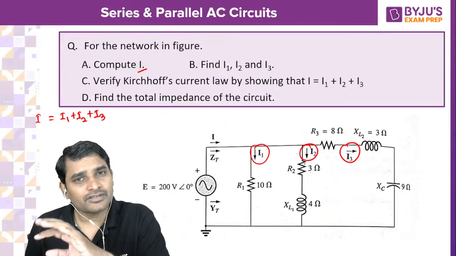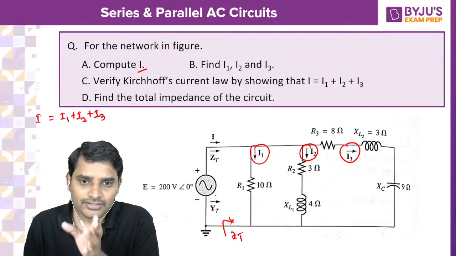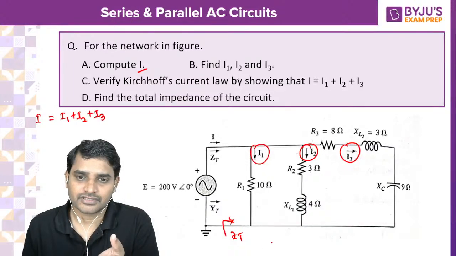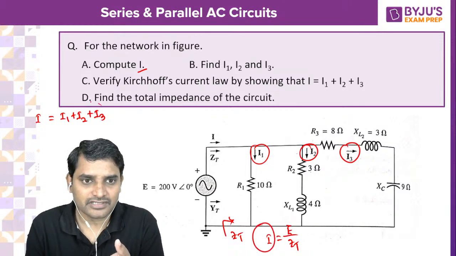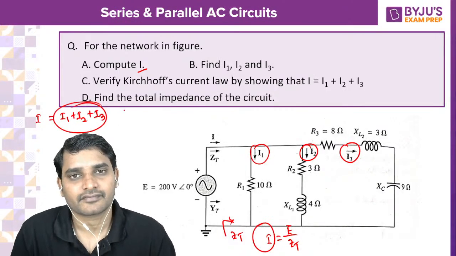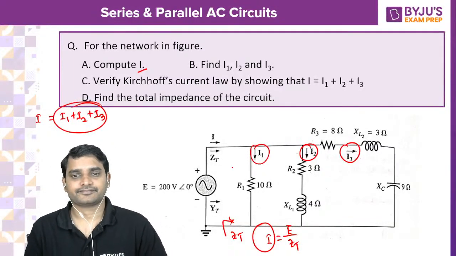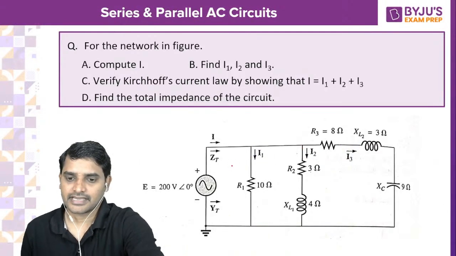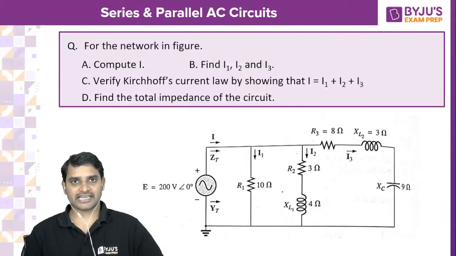If you want to verify, you calculate the total impedance ZT. Voltage divided by impedance gives current. So the total current is equal to E divided by ZT, the total impedance. This current must be equal to the sum of these three currents. That is the only thing. Find the total impedance. Okay, so let us calculate I1, I2, and I3.